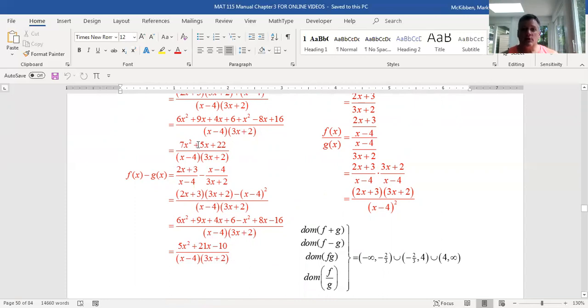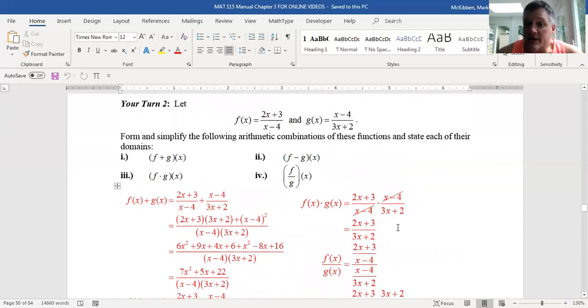All right. Notice that in both the sum and the difference cases, you end up with the domain equal to everything but 4 and minus 2/3. That's the only time that that function becomes undefined. The product is nice, right?